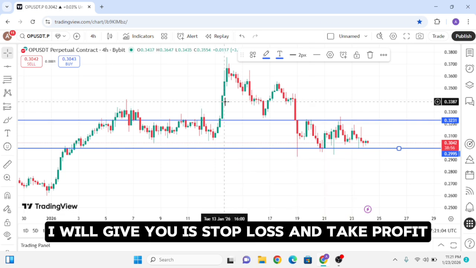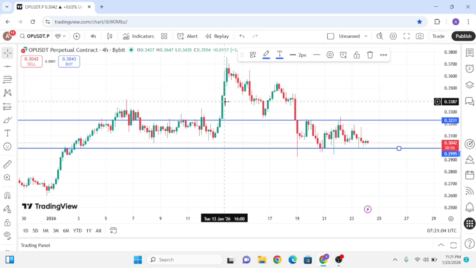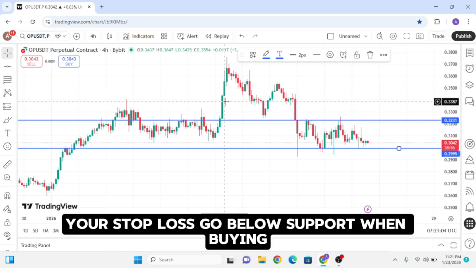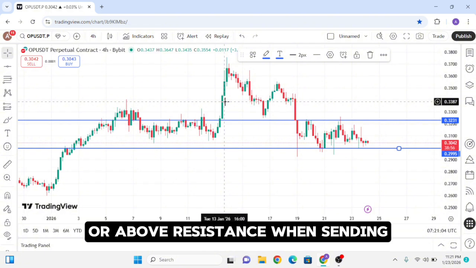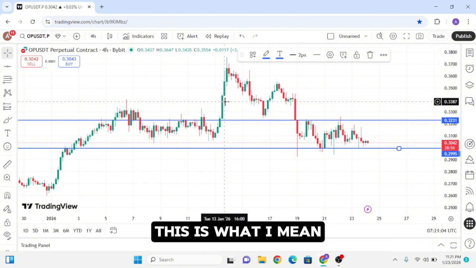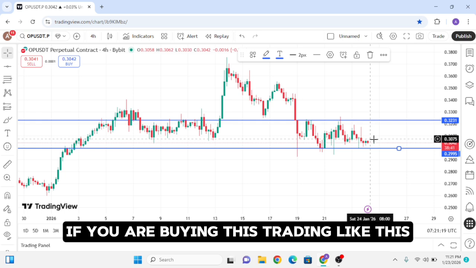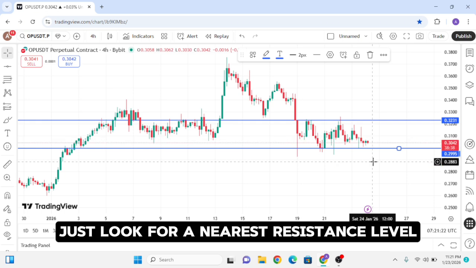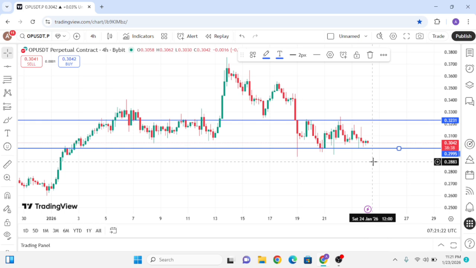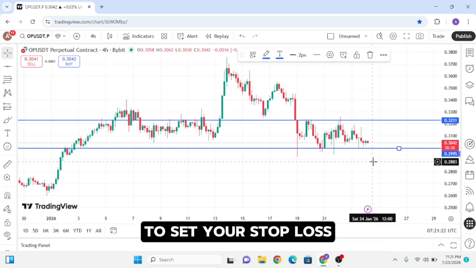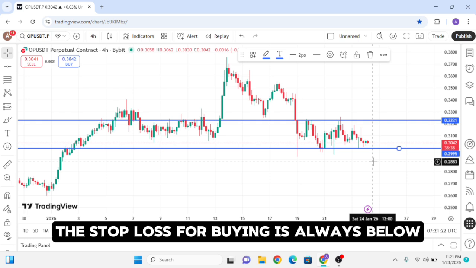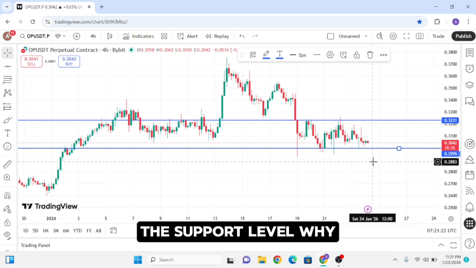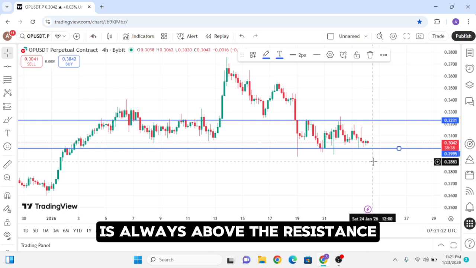Then step four I will give you is stop loss and take profit. This is the beginner's strategy. Your stop loss goes below support when buying or above resistance when selling. This is what I mean. If you are buying this trade like this, just set your stop loss at this point. Just look for the nearest resistance level or nearest support level rather to set your stop loss. The stop loss for buying is always below the support level. The stop loss for selling is always above the resistance.